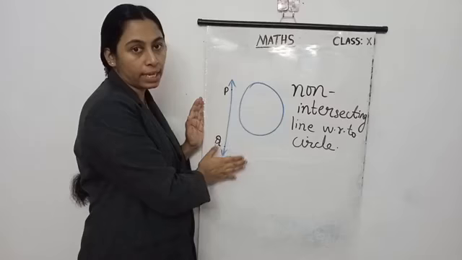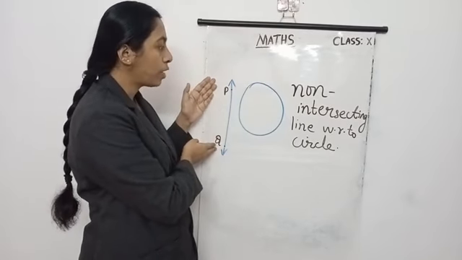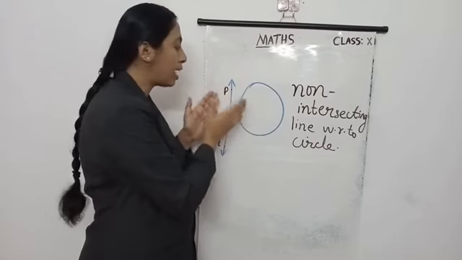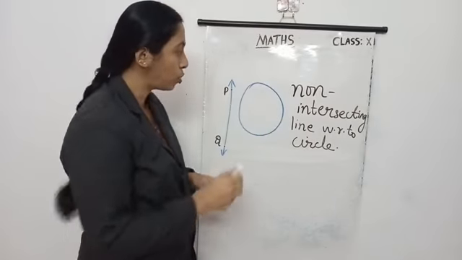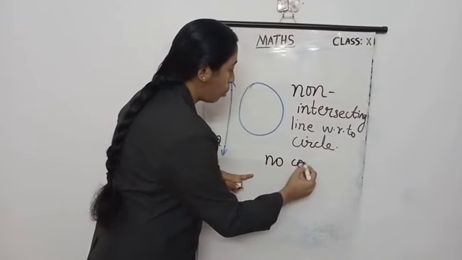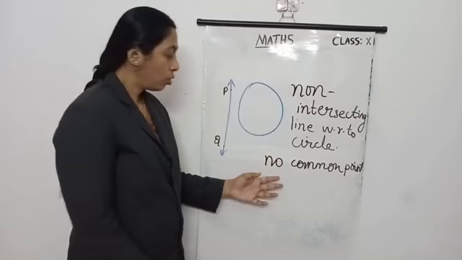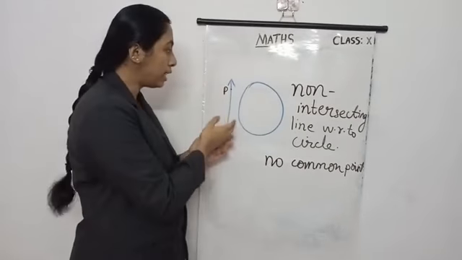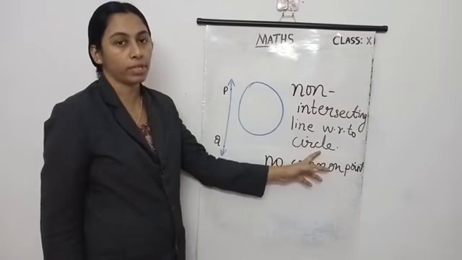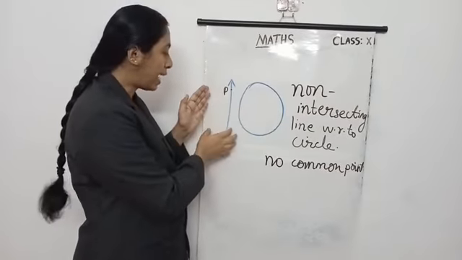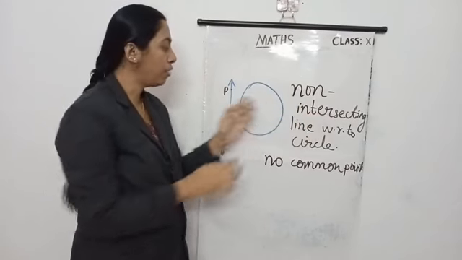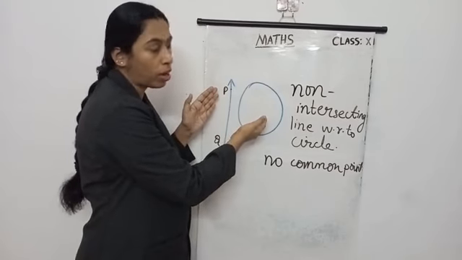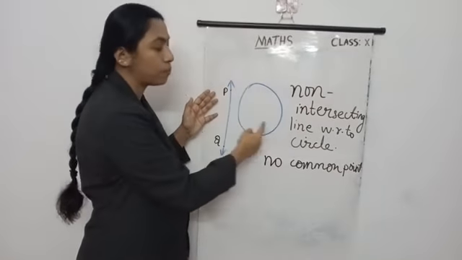Now consider one circle and one line passing here. Here is one circle and here is a line. The line's name is PQ. So what is the connection between this circle and the line? This circle and the line have no common point. No common point means they do not touch and they are separate in the plane. So this is called a non-intersecting line with respect to the circle.